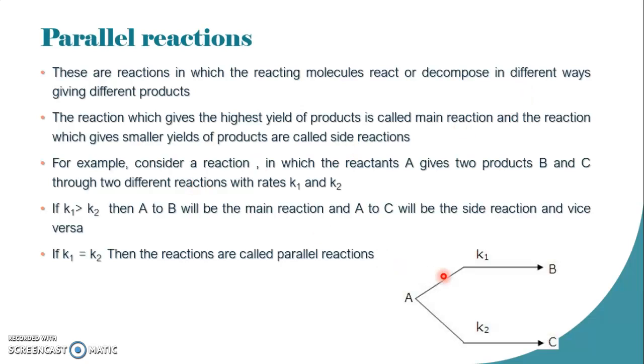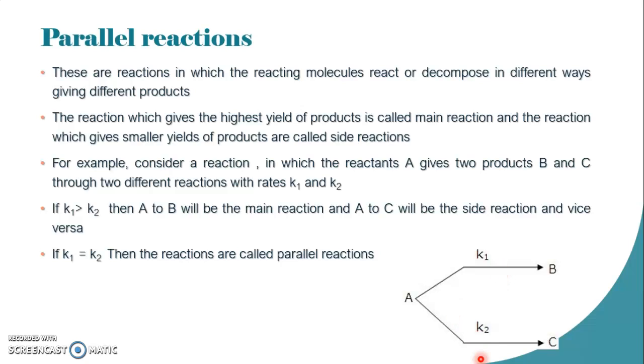The reaction which gives the highest yield is called the main reaction, and the reactions which give smaller yields of products are called the side reactions. For example, consider a reaction where reactant A is giving two products B and C through two different pathways and having two different rate constants. A giving B has the rate constant K1, and A giving C has the rate constant K2.